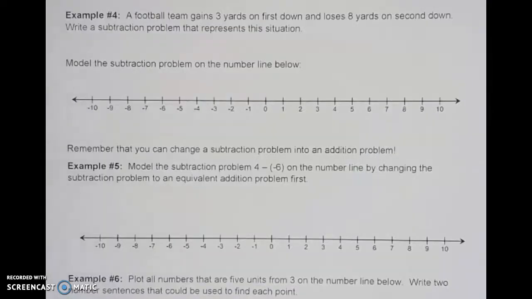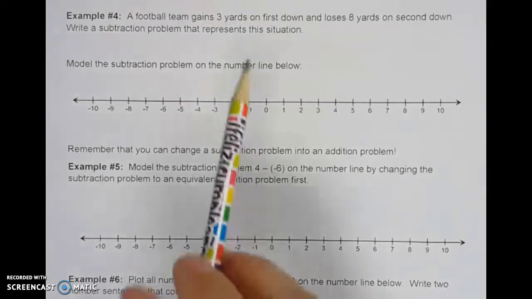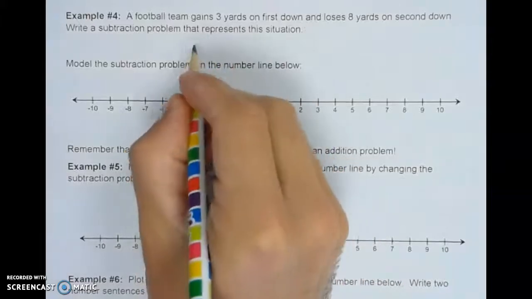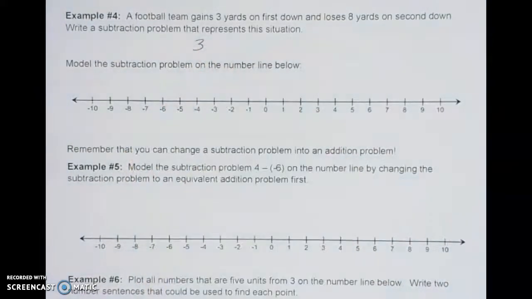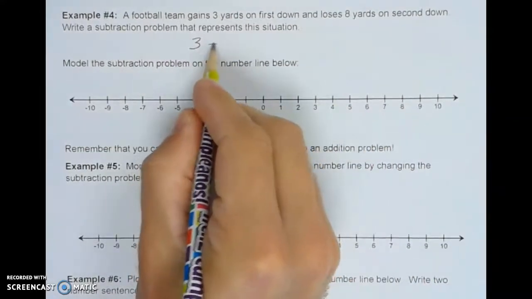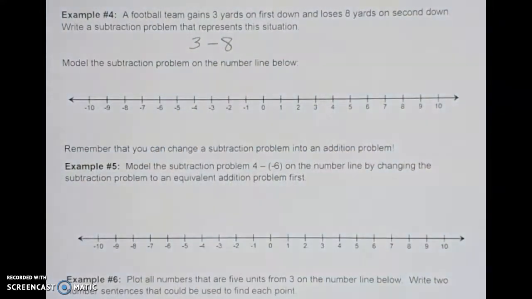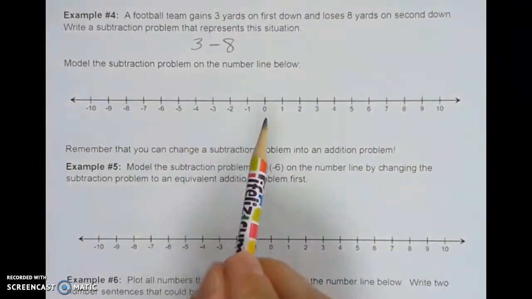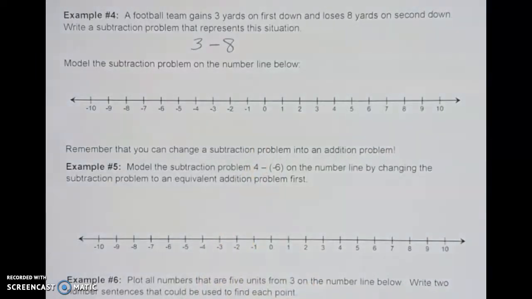In example 4, we're told that a football team gains 3 yards on first down and loses 8 yards on second down. Write a subtraction problem that represents this situation. Okay, so if we think about this in terms of our football team here, if they've gained 3 yards, that's going to be a +3. And then, since they lose 8 yards, we're going to take away 8 yards. Okay, and so there is our subtraction problem, and we're going to show that on this number line underneath.